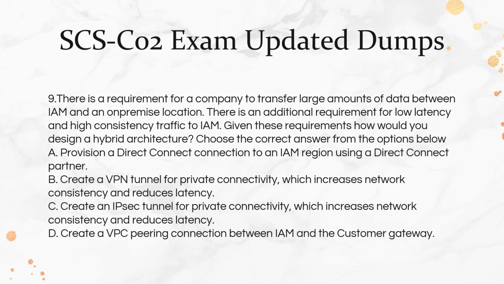9. There is a requirement for a company to transfer large amounts of data between AWS and an on-premises location. There is an additional requirement for low latency and high consistency traffic to AWS. Given these requirements, how would you design a hybrid architecture? Choose the correct answer from the options below. A. Provision a Direct Connect connection to an AWS region using a Direct Connect partner. B. Create a VPN tunnel for private connectivity, which increases network consistency and reduces latency. C. Create an IPsec tunnel for private connectivity, which increases network consistency and reduces latency. D. Create a VPC peering connection between AWS and the customer gateway.